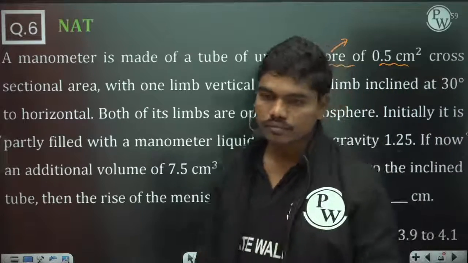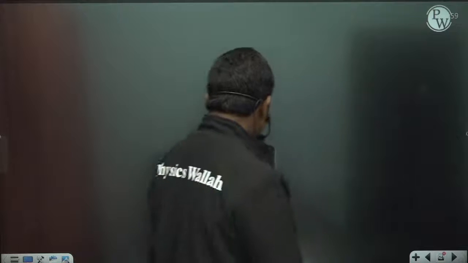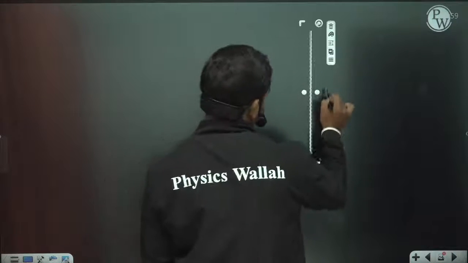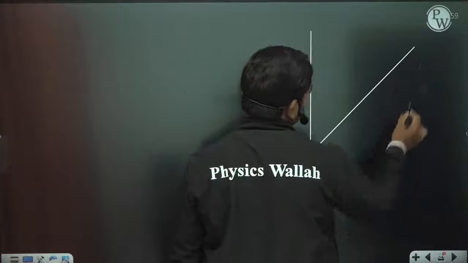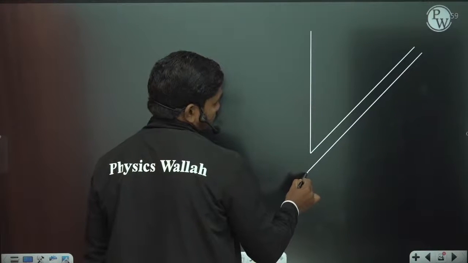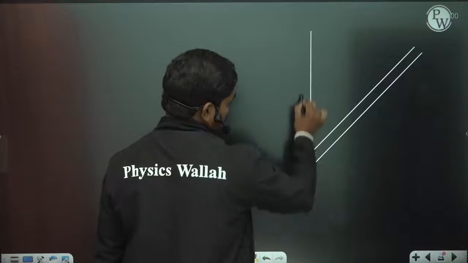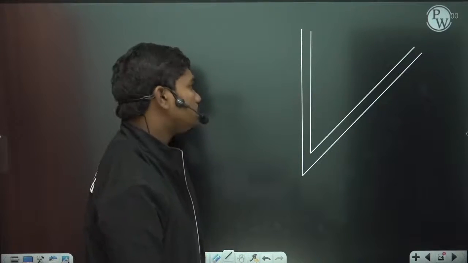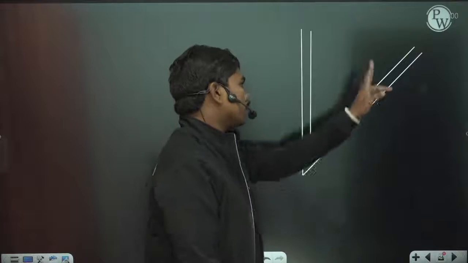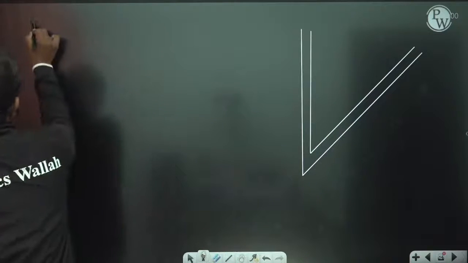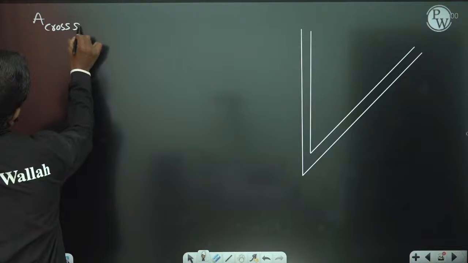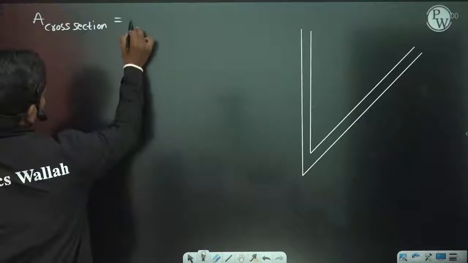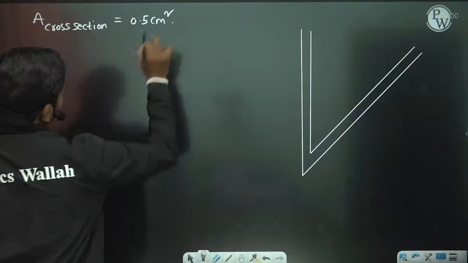Very, very good question. There is an inclined tube manometer. First of all, let me draw the inclined tube manometer. So this is an inclined tube manometer, for example. Initially, the cross sectional area of the tube is given. The area of cross section of the tube is 0.5 centimeter square.